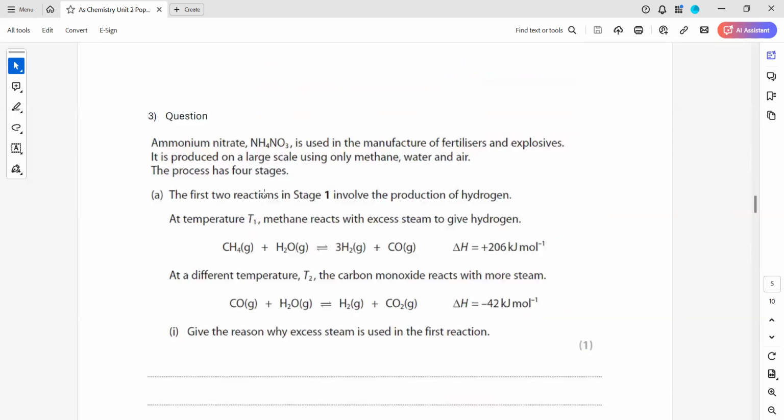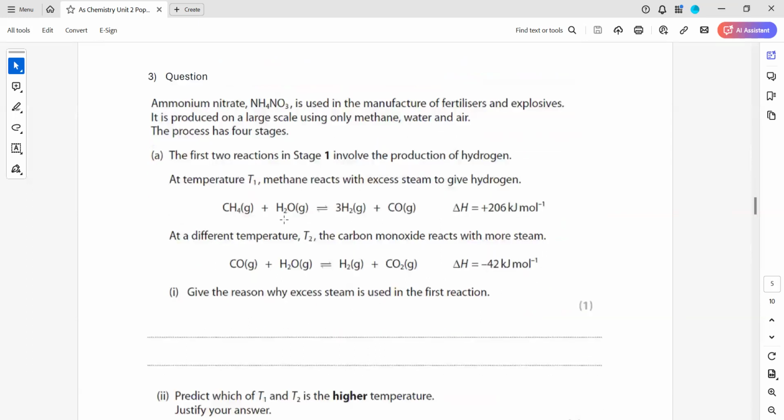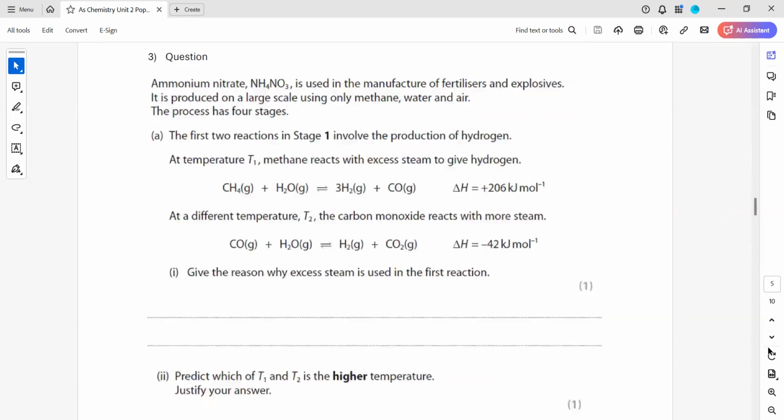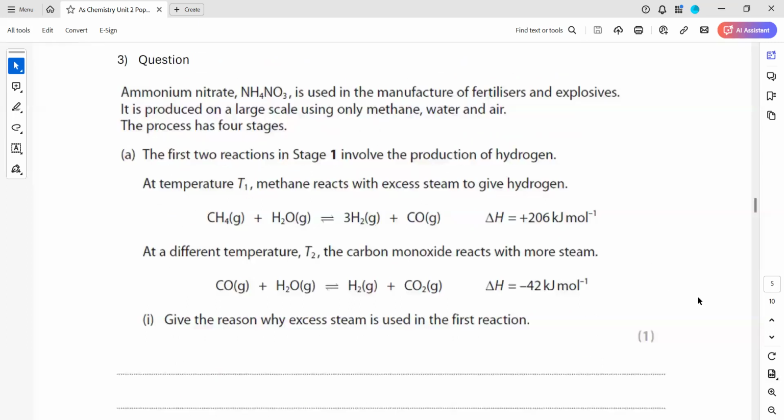In question 3, ammonium nitrate is used to manufacture fertilizers and explosives. The first two reactions in stage 1 involve the production of hydrogen. At temperature T1, the methane reacts with excess steam to give hydrogen. At a different temperature, the carbon monoxide reacts with more steam. Give a reason why excess steam is used in the first reaction.